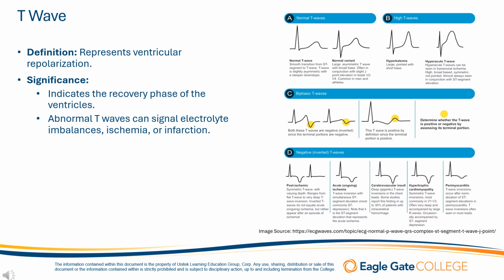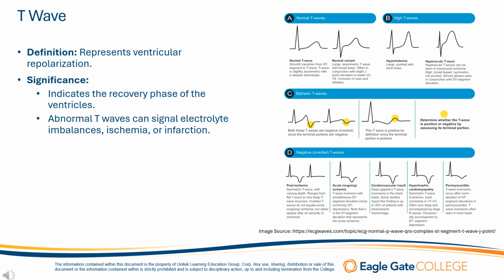A T wave that goes up and then down is called biphasic, and this can suggest ischemia, and it may be seen in the setting of a myocardial infarction or heart attack. And then we have what's called T-wave alternans. This is a pattern where the T wave changes in amplitude or shape with each heartbeat and can be a precursor to serious arrhythmias like ventricular tachycardia.